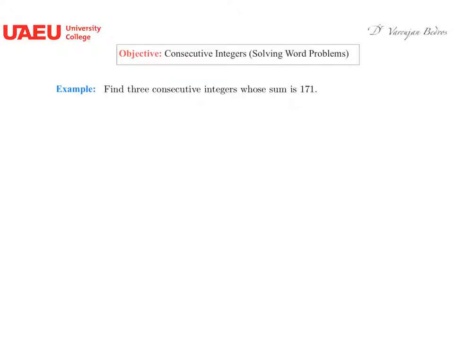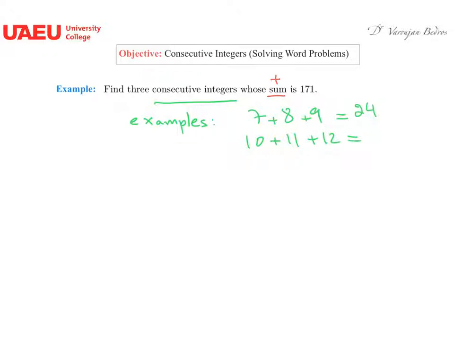But first, what is the meaning of consecutive integers? For example, 7, 8, and 9 are three consecutive integers. We can have more examples like 10, 11, and 12. But we can see that if we add these three consecutive integers, we're not going to get 171, the answer that we want.